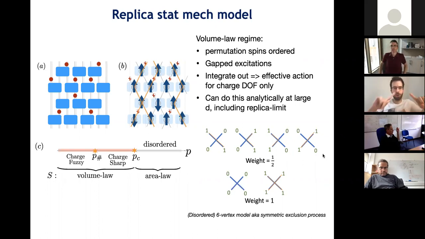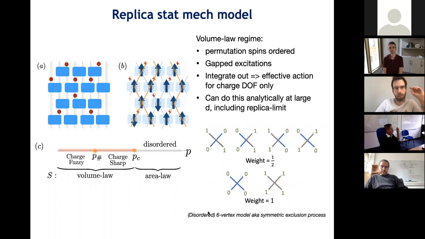Okay, and so if you have 2 charges coming in, you have 2 charges coming out by conservation, and if you have 0 charges coming in, you have, of course, 0 charges coming out. So we end up with a completely classical model with those weights, which again only describe the symmetric exclusion process. And what do the measurements do here?